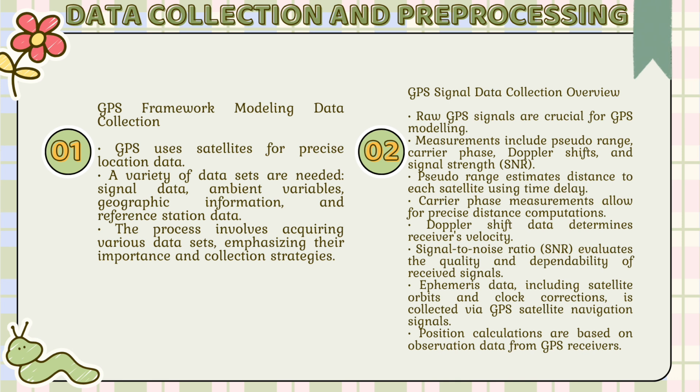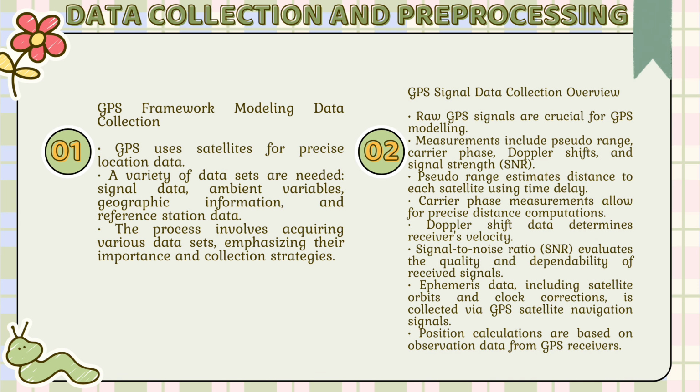Data collection and pre-processing. GPS framework modeling data collection. So GPS uses satellites for providing location data. A variety of data sets are needed: signal data, ambient variables, geographic information, and reference station data. So the process involves acquiring various data sets, emphasizing their importance and collection strategies.